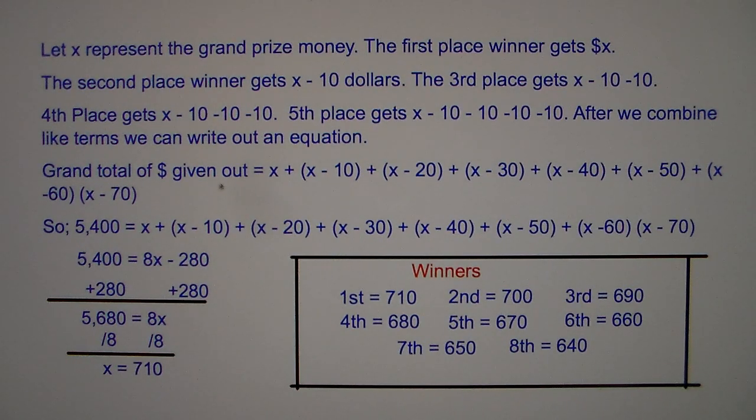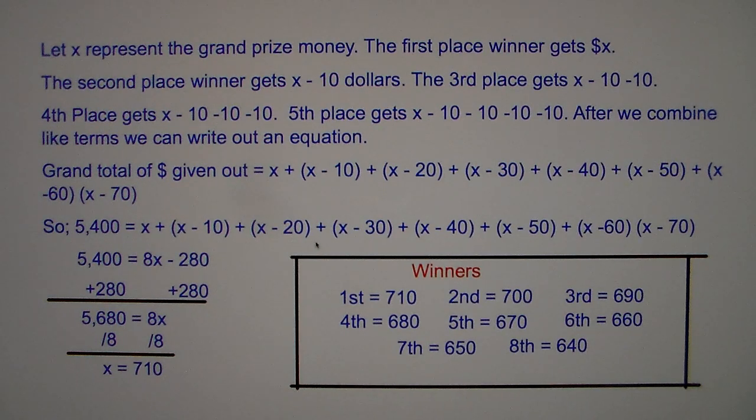Grand total number of given out. Let's combine our like terms. X plus X minus 10 plus X minus 20 plus X minus 30 plus X minus 40 plus X minus 50 plus X minus 60 and then X minus 70. Whew, that's a lot. But that's 1st place, 2nd place, 3rd place, 4th place, 5th place, 6th place, 7th place, and 8th place. Those are 8 winners. So let's put all that into an equation. Our grand total of money is 5,400 equals all our places.